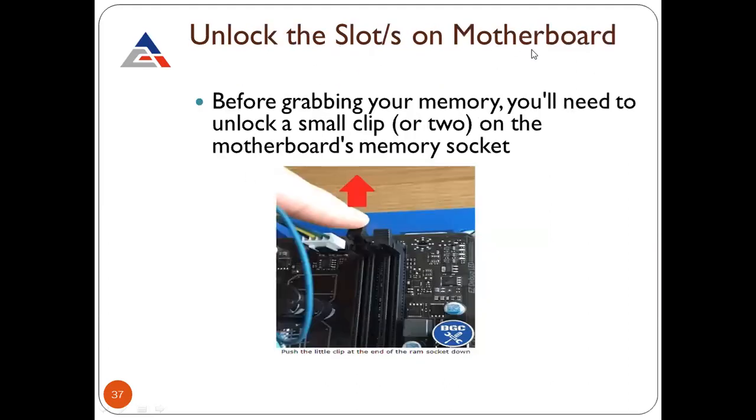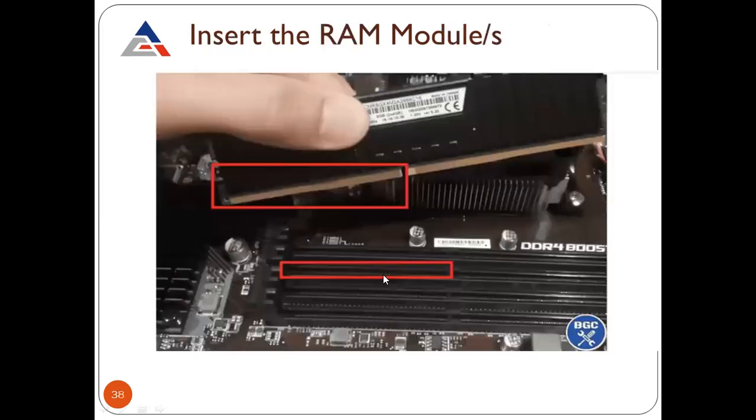Unlock the slots on the motherboard. Now I want to insert the memory chip. The first task is to unlock the slots, open the slots. Before grabbing your memory, you need to unlock a small clip; it may be one clip or two on the motherboard memory socket. Once you open it, you just need to insert your memory chip.